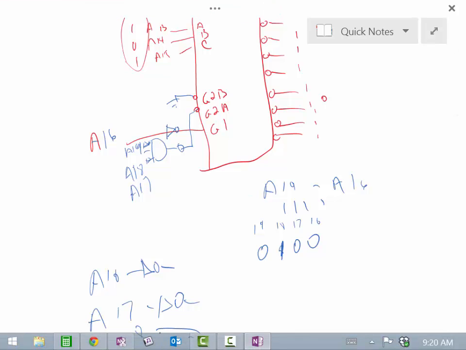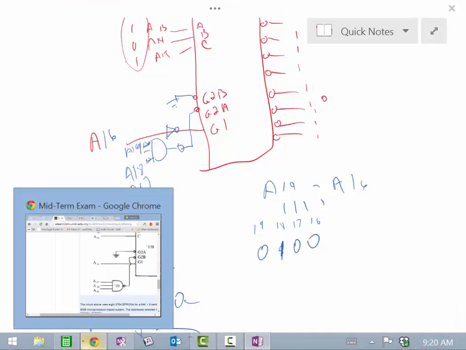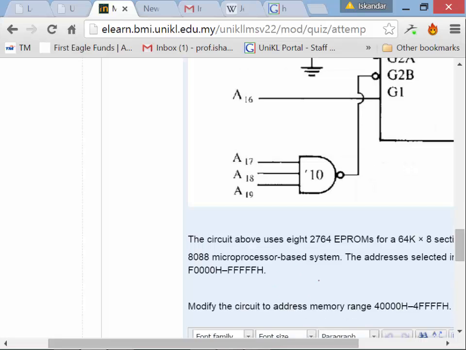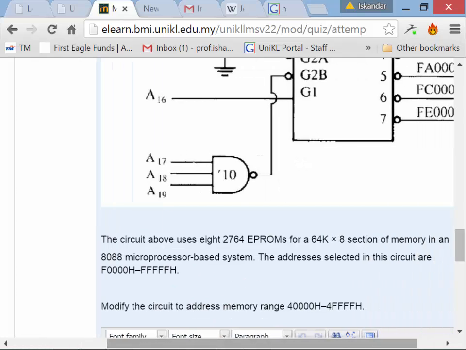As we look at this circuit right here, the addresses selected in this circuit are F0000 to FFFFF. Modify this to change that range. The only changes you have to make are on these 4 lines right here. You place an inverter here, you place an inverter here, you don't place an inverter here, and you place an inverter here. That is the way that you change this problem.